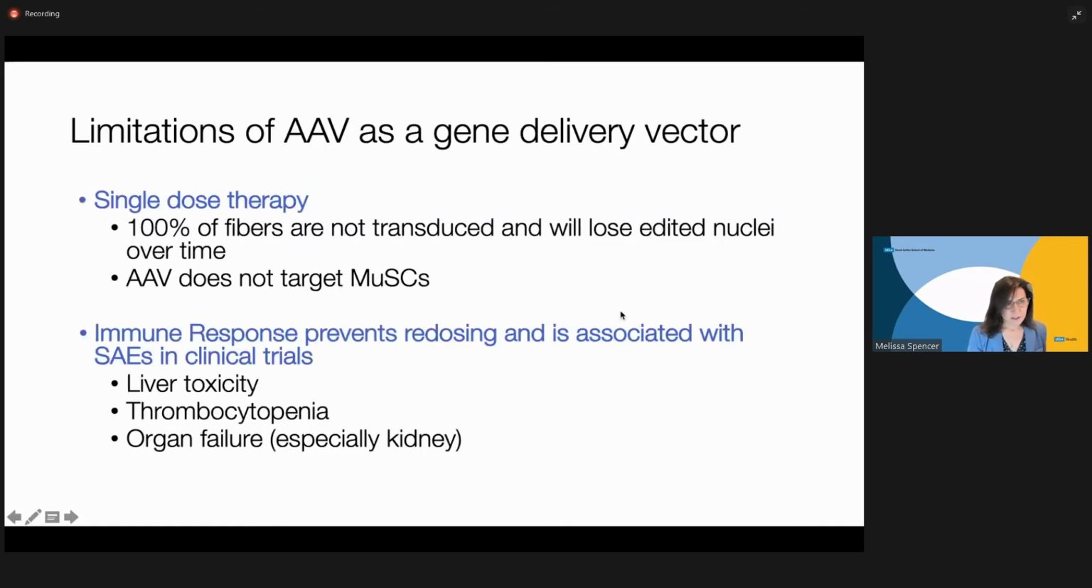So as I said, one of the limitations of AAV as a gene delivery vector, especially for CRISPR, is its single dose. And as of now, we don't think any of the AAV serotypes target muscle stem cells, but we're looking for some that will. And the second is that there have been some serious adverse events in some of the trials. Some children have died in myotubular myopathy studies, so babies.